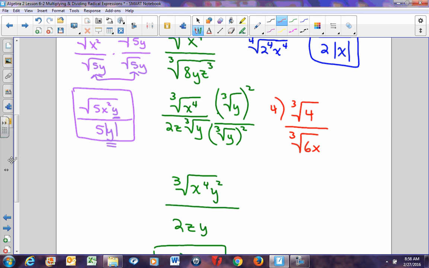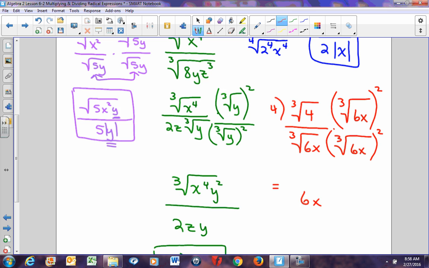And I'm going to do this like most people would do it. I'm going to look at this and go, oh, I've got cube root of 6x. I need 3 of them. I have 1 of them, so I need 2 more of them. So I'm going to multiply by the cube root of 6x, but I have to square that. So I have a total of 3 on the bottom. So my denominator becomes 6x. My numerator becomes the cube root of 4 times 6 times 6 times x times x. I'm just leaving it like that because I'm going to simplify it.